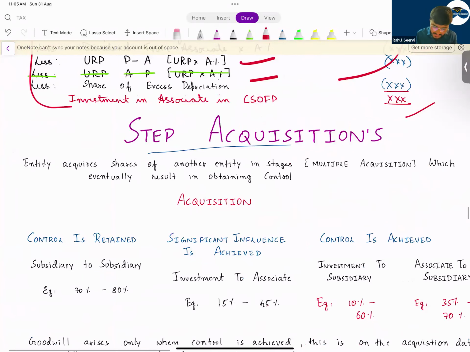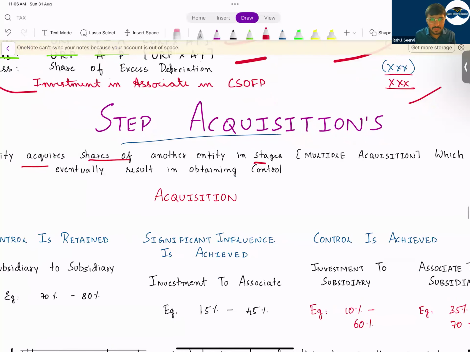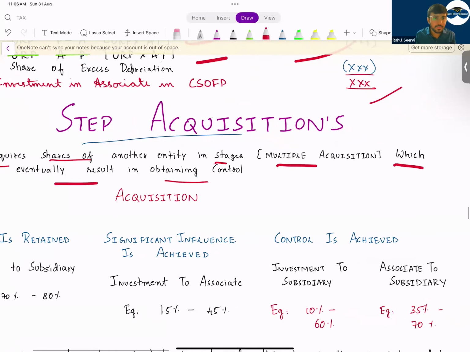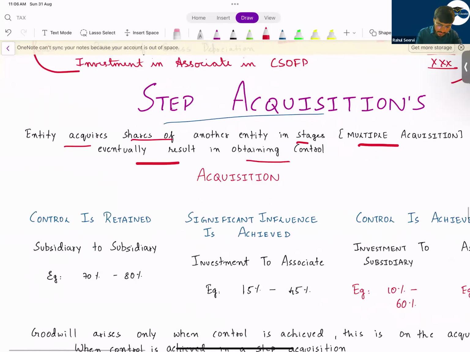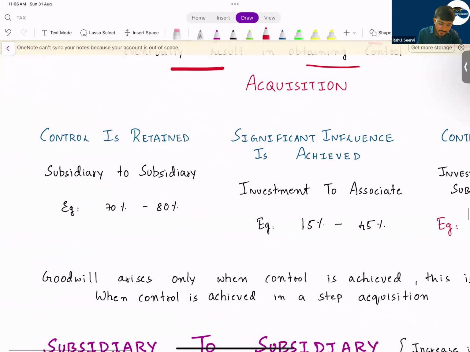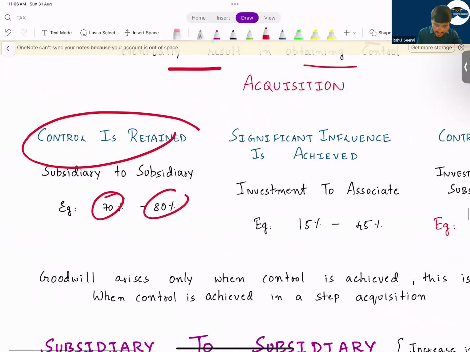Entity acquires shares of another entity in stages, multiple acquisitions, which eventually results in obtaining control. Slowly, you'll get the control. Now see what are the cases. Control is retained. That means from 70 to 80%. That means additional. So subsidiary to subsidiary. The company already had control, but further stakeholding has been increased here.